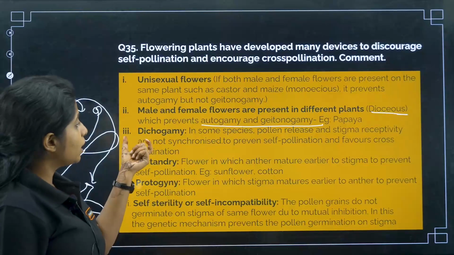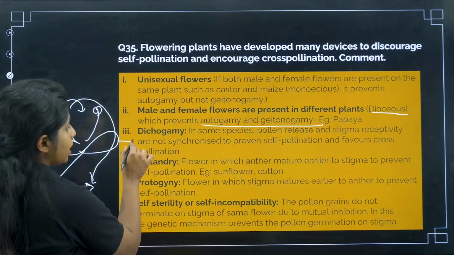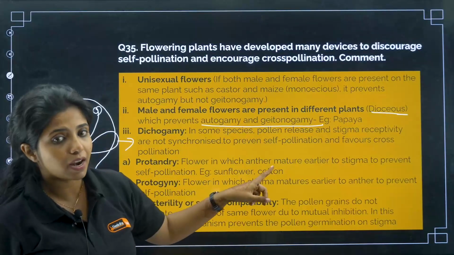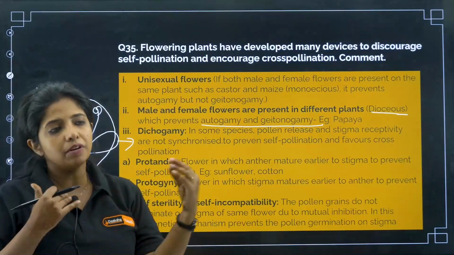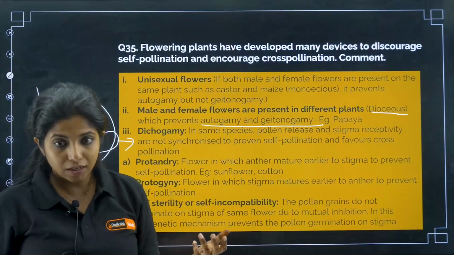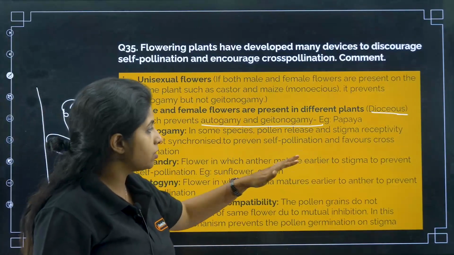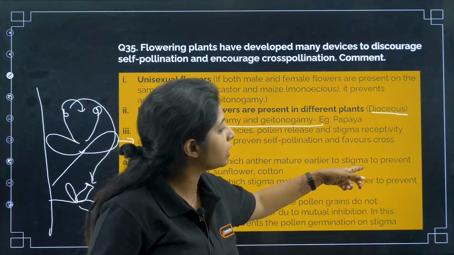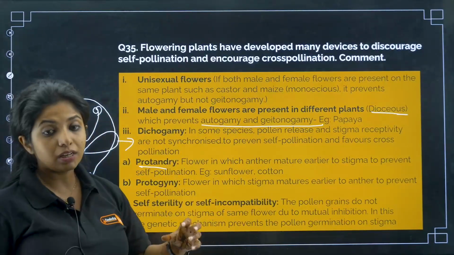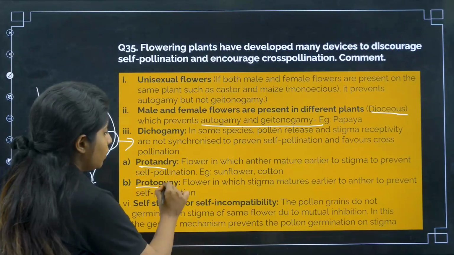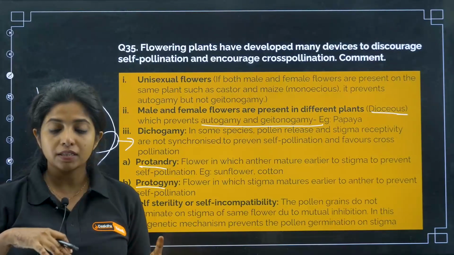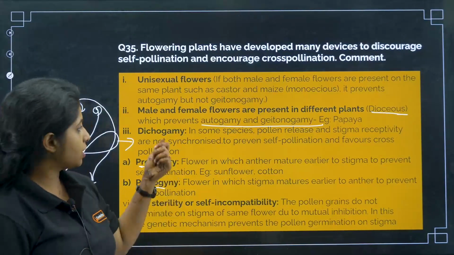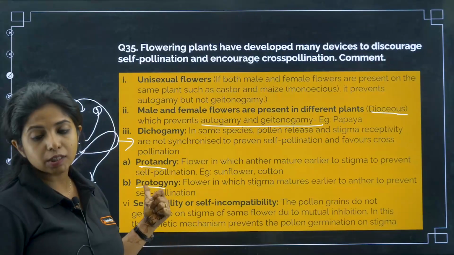Now, dichogamy is something else. What do you mean by dichogamy? Basically, in some species, the pollen release and stigma receptivity are not synchronized. The stigma is not receptive, still the pollen is being released. That means it's not going to work. So, to prevent self-pollination, this is being done. It is known as protoandry when the anther matures earlier than the stigma, to prevent self-pollination. Here, the anther is maturing first. Protogyny is where the stigma matures first rather than the anther. So, under dichogamy you have protoandry as well as protogyny.